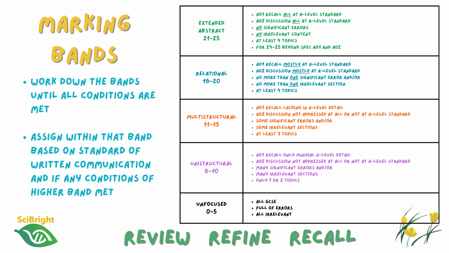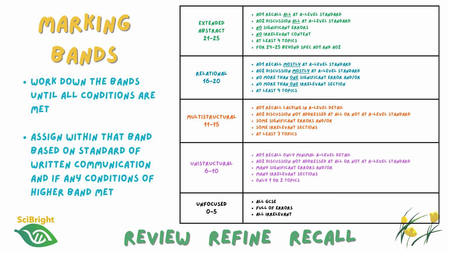So we can see here that just 1 error caps your mark at 20 and 2 errors caps your mark at 15, regardless of how much amazing recall and discussion you have done with A-level terminology. 2 slip-ups and 15 is your max. So please do read your work back as you write. We call this metacognition, and ensure you pick topics you are confident in using the terminology on. You will find videos on the most common errors on the SciBrite channel.